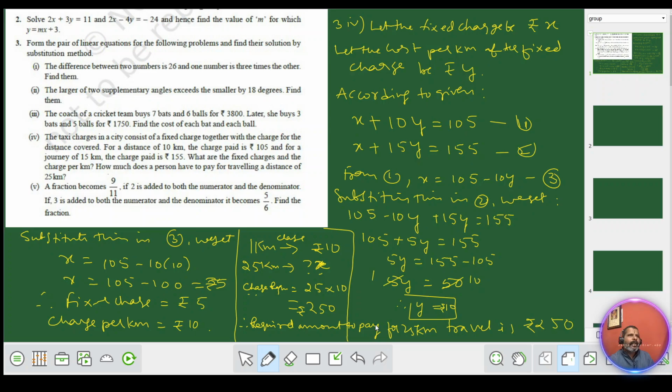Here, first you have to assume fixed charge is X and cost per kilometer is Y after the fixed charge. Then construct the equation. The amount we pay after travel is the fixed charge plus the distance traveled into the charge per kilometer. That is what it is. X plus 10 kilometers means after the fixed charge, Y is the charge, Y rupees we assumed. So 10Y. For 15 kilometers, X plus 15Y. 15 kilometers traveled and cost per kilometer plus the fixed charge. Okay. We'll see the last question in the main.